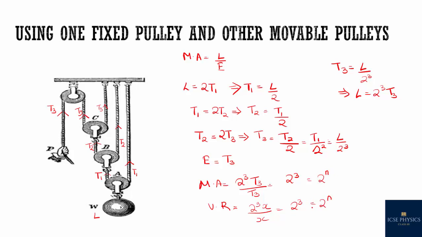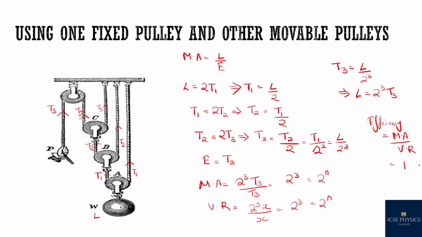Similarly, velocity ratio is equal to 2 to the power n, where n is the number of movable pulleys. Now in general, if there are n number of movable pulleys connected to a fixed pulley, then what will the velocity ratio be? Velocity ratio is 2 to the power n. What will the efficiency be here? Efficiency will be mechanical advantage by velocity ratio, and that is equal to 1 or 100%.